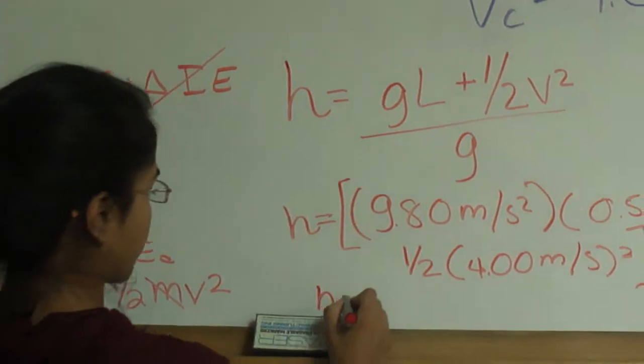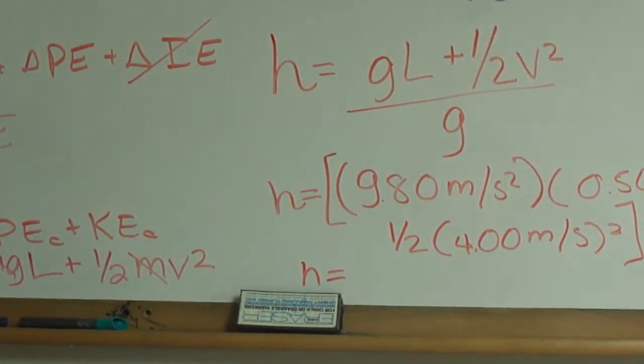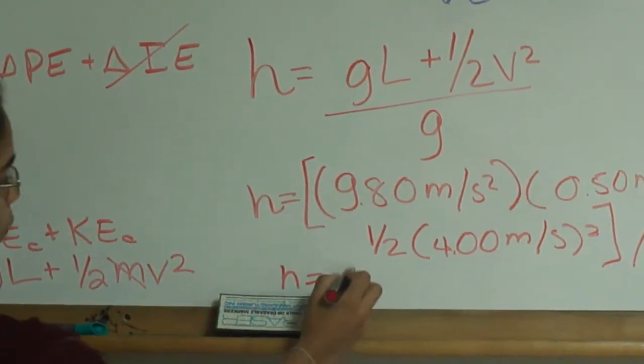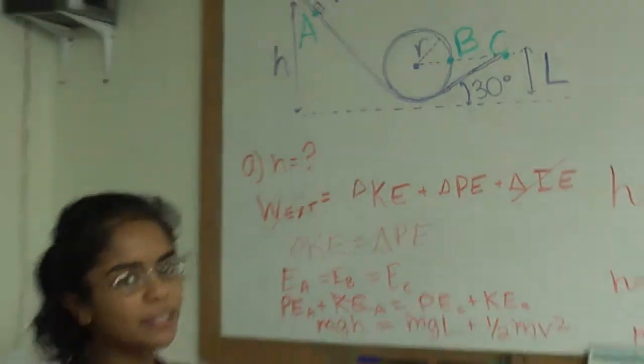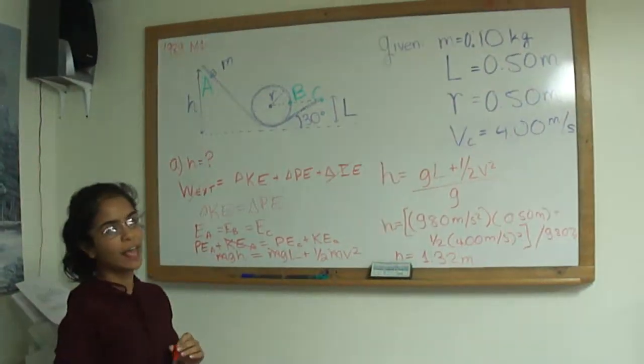If you do this out on a calculator, you will get h is equal to 1.32 meters. That is the end for part A, but stay tuned for parts B, C, D, and E.